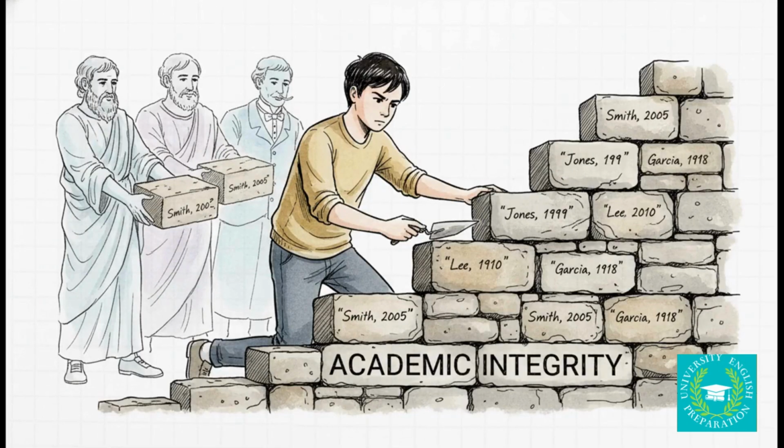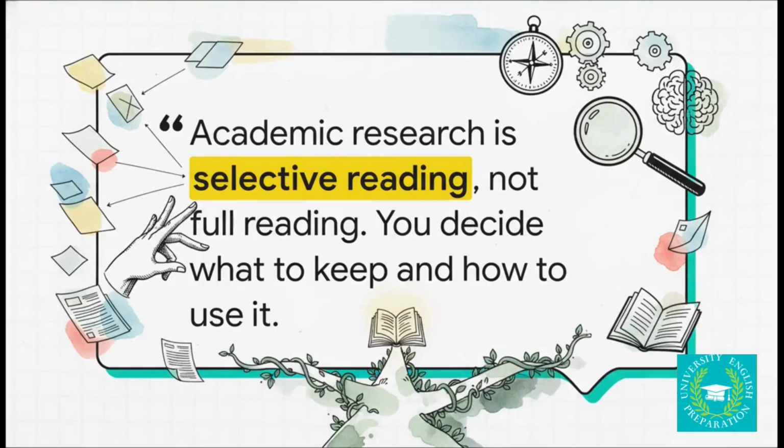Which brings us to a point that is absolutely 100% non-negotiable: academic integrity. You have to remember you're building on the work of other people, so you must always give them credit. Even if you put an idea in your own words, which is called paraphrasing, you still need to include a proper citation.